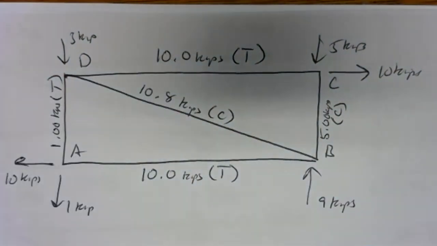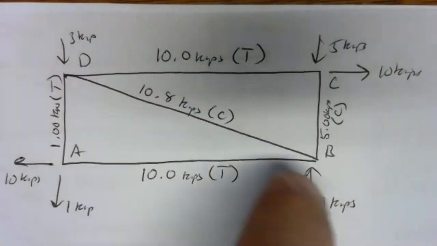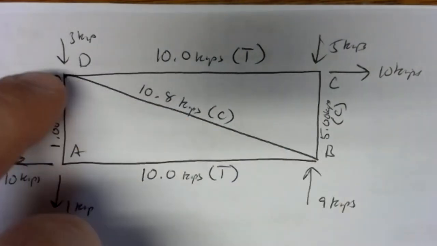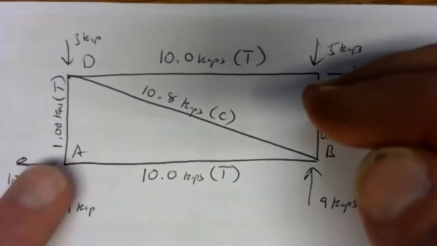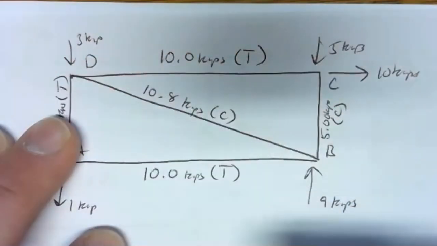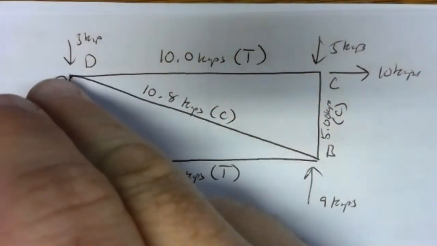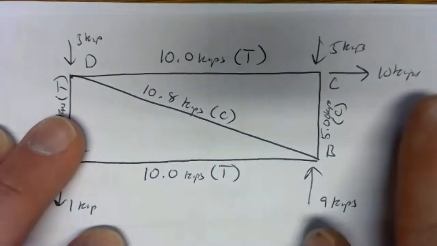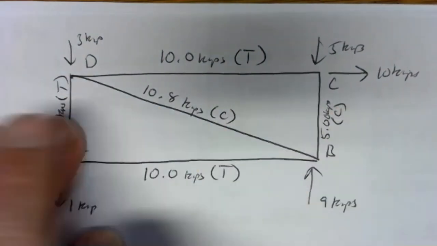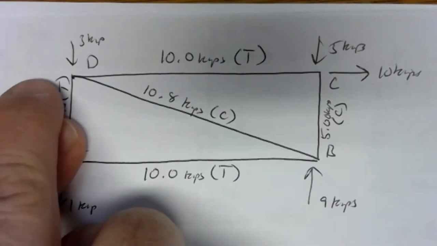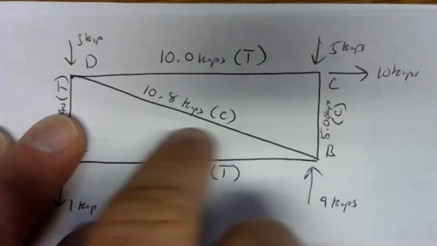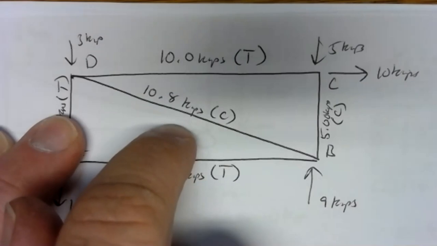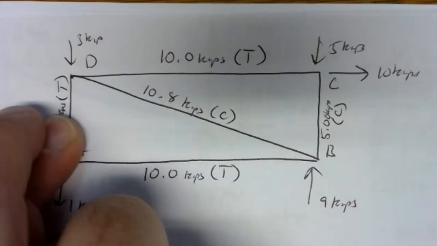The only thing keeping it from moving to the right is this cross member. As you're pulling to the right on the top, that cross piece is fighting back. It goes into compression to help oppose this 10 kips of force because nothing else is there to do it. And in fact, the horizontal component of this 10.8 kips is 10 kips to the left.